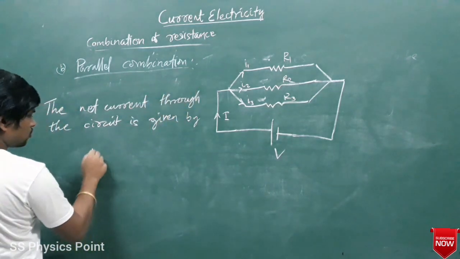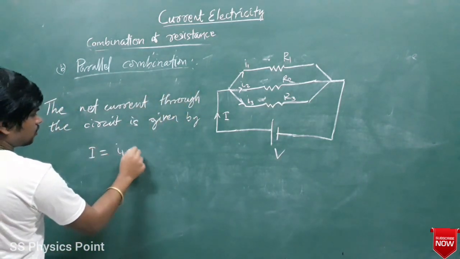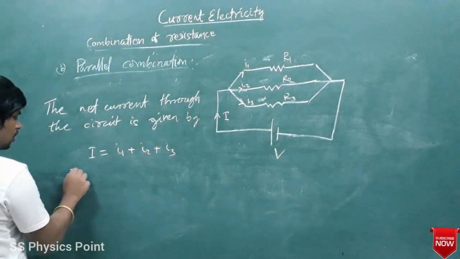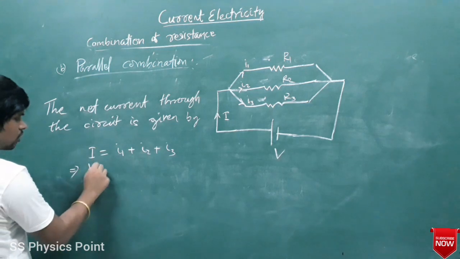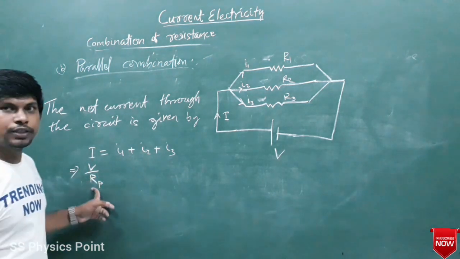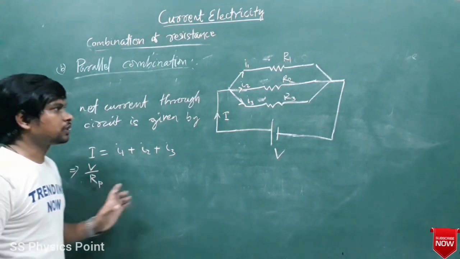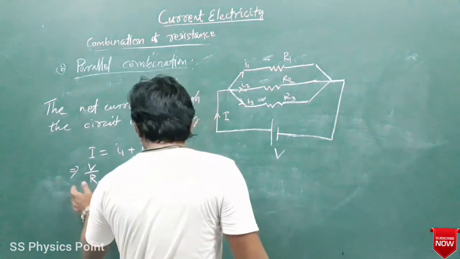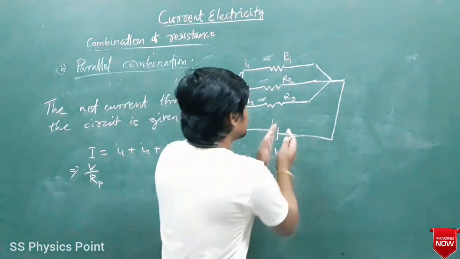I equals I1 plus I2 plus I3. So according to Ohm's law, I equals how much? V by Rp. The resistors are parallel. I am saying this Rp is the equivalent resistance, that is the net resistance of all the resistors. Rp is what? The net resistance of all the resistors.